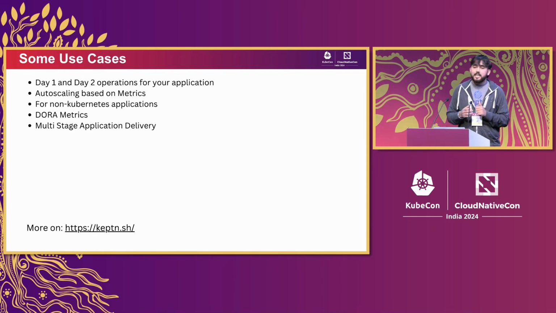Keptn goes very well with HPA, KEDA. You can scrape metrics from different observability providers, inject that metric data into HPA, and perform auto-scaling based on that.